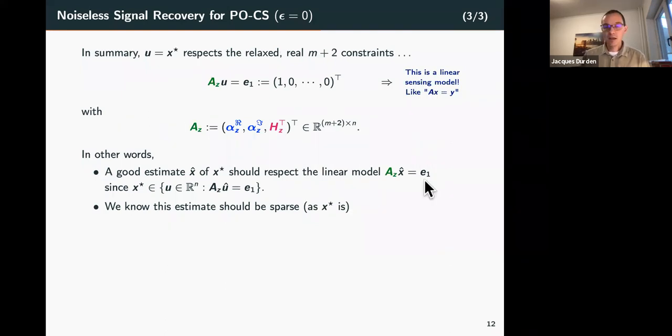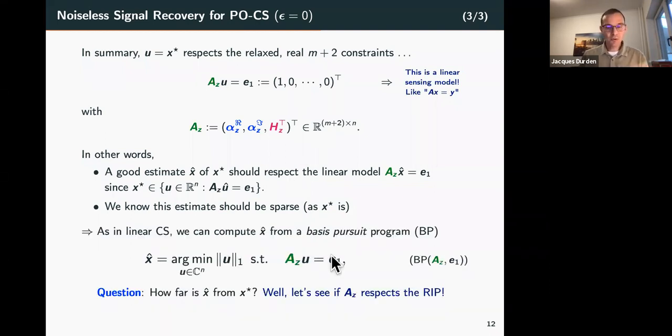So in summary, you can gather the blue vector alpha and the big matrix HZ into a big matrix here. If I apply that to a vector U, I know that because of the normalization constraint, the first component, which is related to this blue vector, should be equal to 1, and all the others should be equal to 0. But this is nothing but a linear constraint, very similar to linear compressive sensing in general. Once I realize this, I can ask the question of the possibility to estimate X star from the observations, which are here equal to this vector E1 defined by this.